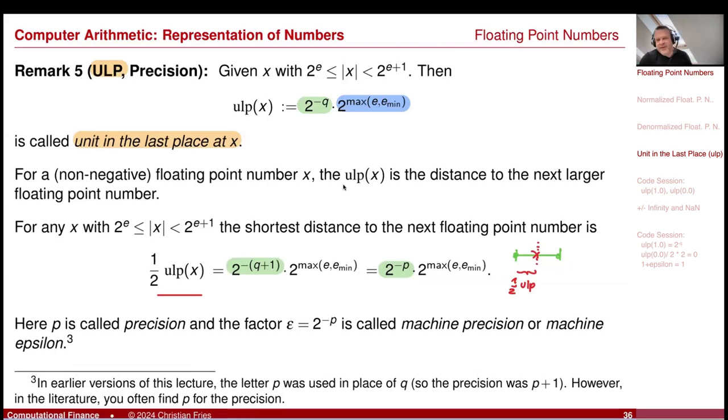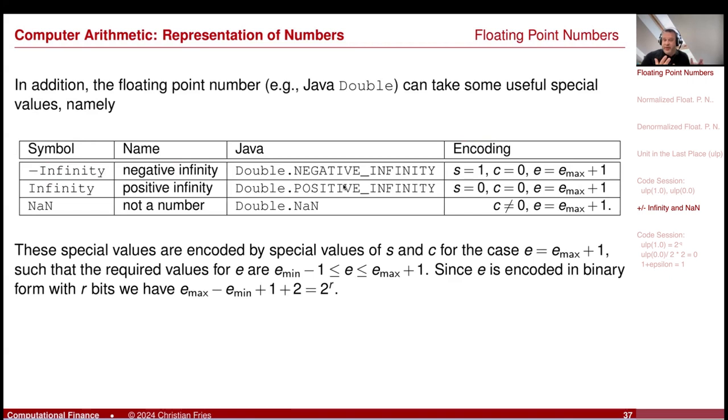So 1/2 unit in the last place is 2 to the minus p, and the p is sometimes called precision. If you divide by the scale, by the exponent factor, so if you go to the relative distance, then the factor 2 to the minus p is sometimes called machine precision or machine epsilon.